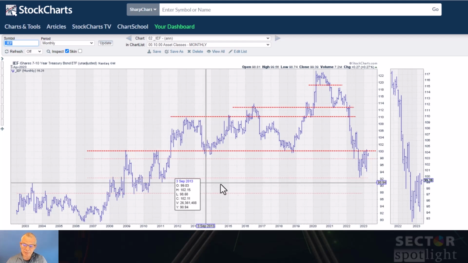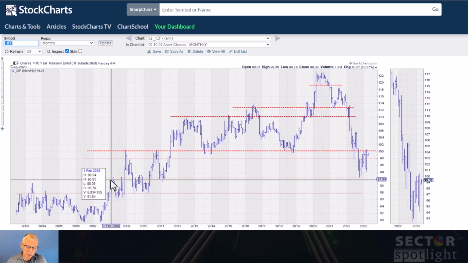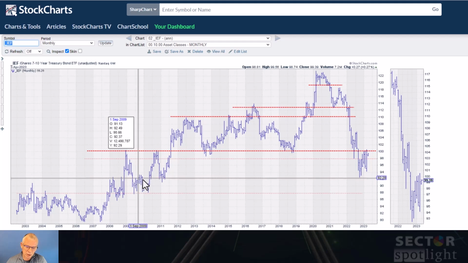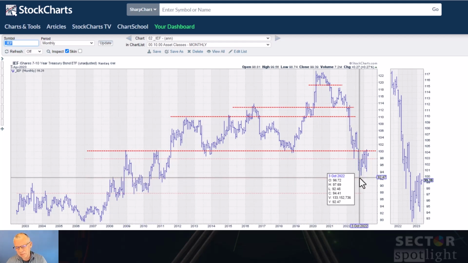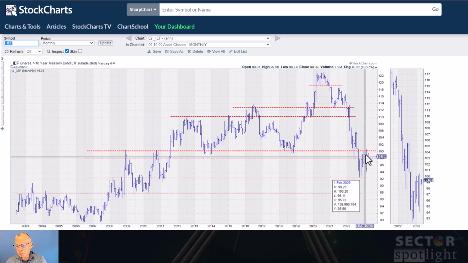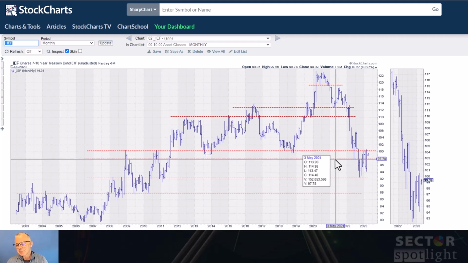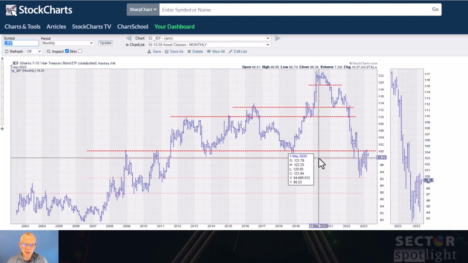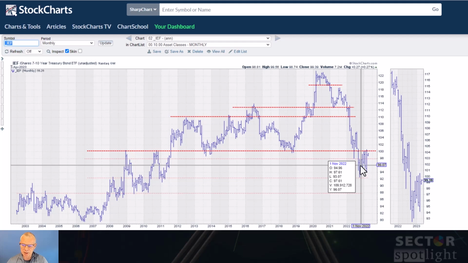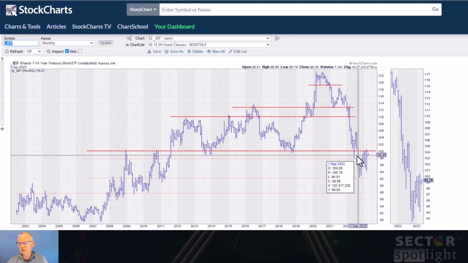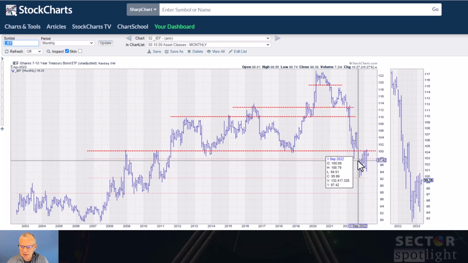Dipped again at a very important level, 92. It shows up here in the past as two highs and another low, and then it worked as support again in October. And we're now pushing against that 100 level. Here in Sector Spotlight, we've been talking about the 100 level for IEF as being very important, and you can see on this monthly chart how important that level is. Last month we actually failed to break higher, so we've got a new chance in April to do that.